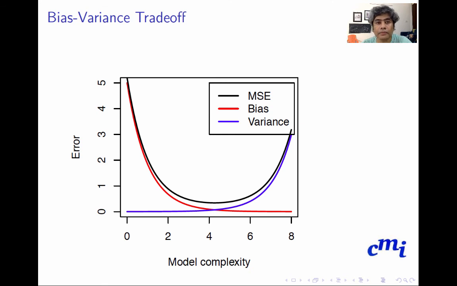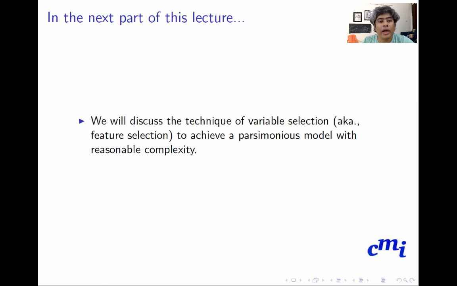In the next part of this lecture, we will discuss the technique of variable selection, also known as feature selection, to achieve a parsimonious model with reasonable complexity.